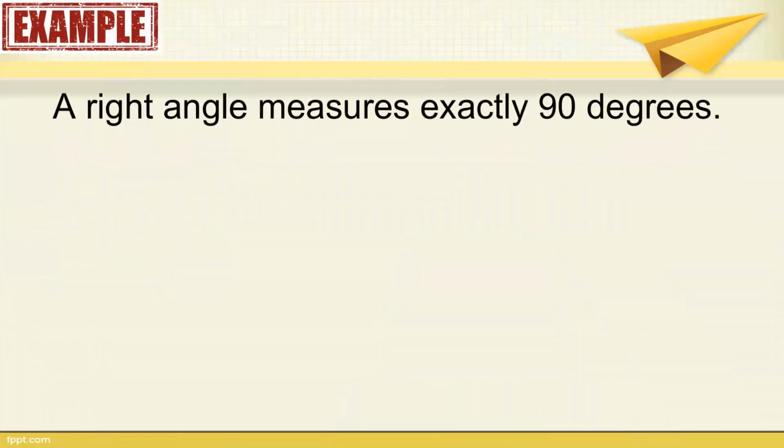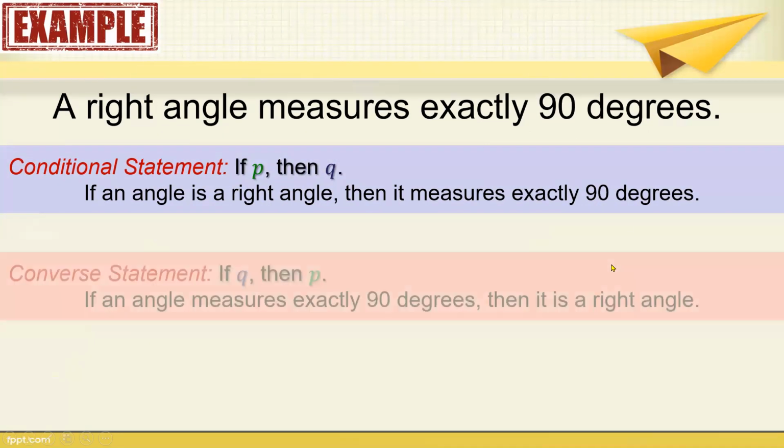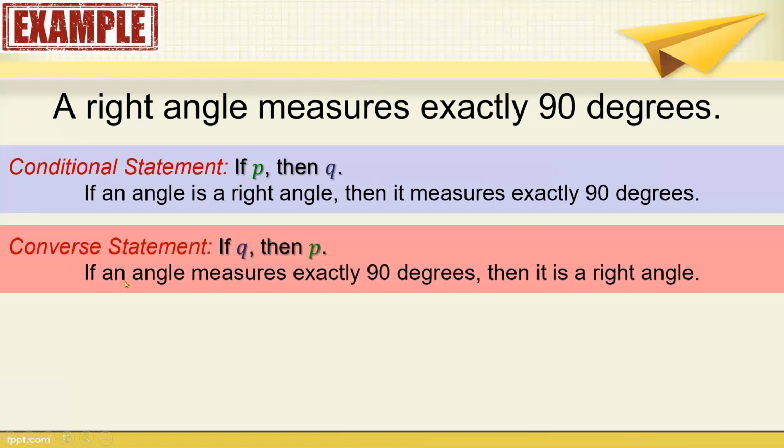A right angle measures exactly 90 degrees. So, ang conditional statement natin dyan, if P then Q. If an angle is a right angle, then it measures exactly 90 degrees. Next, let's get the converse statement. If Q then P: if an angle measures exactly 90 degrees, then it is a right angle.